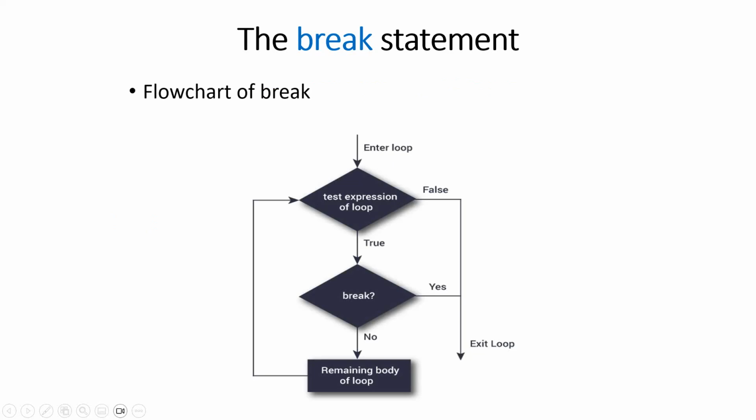So this is a loop. The program control enters the loop. It tests the expression of the loop. If the condition is true, it will come inside the body. Inside the body, if there is a condition for a break statement and the condition is true, the break statement will be encountered. In such a case, the control will come out of the loop. That means control is transferred to the next statement after the body of the loop.